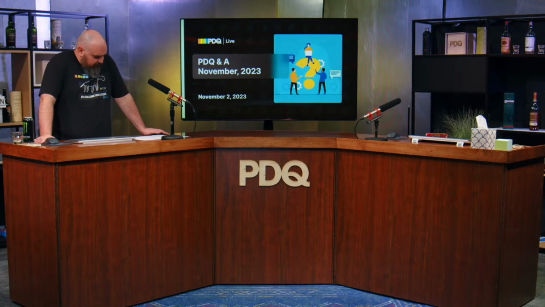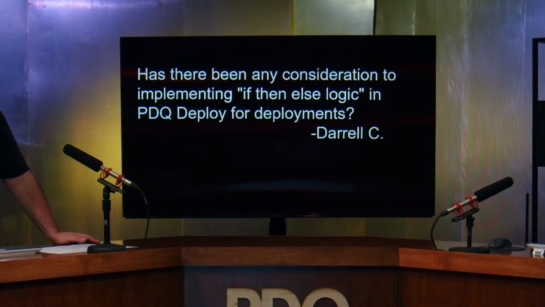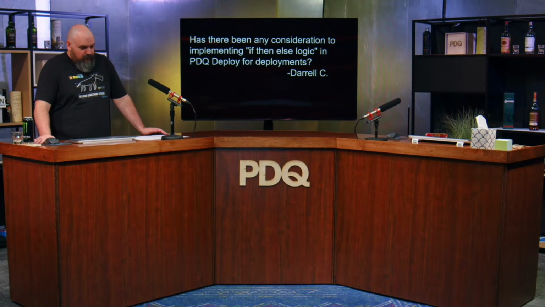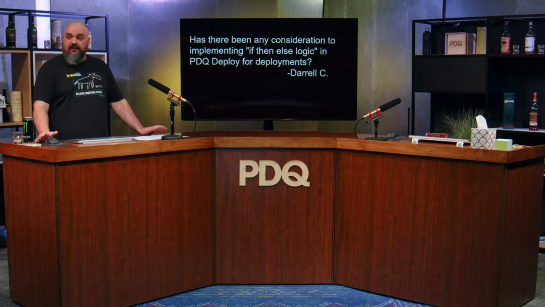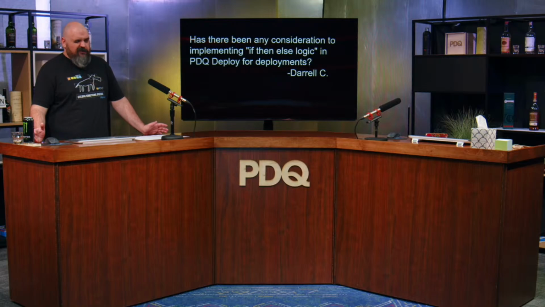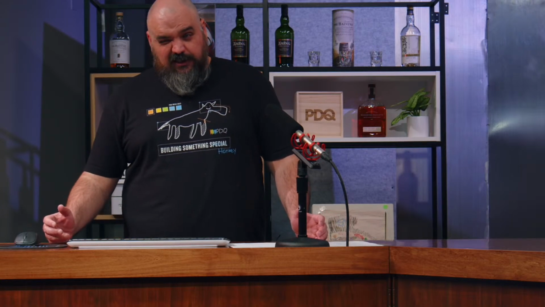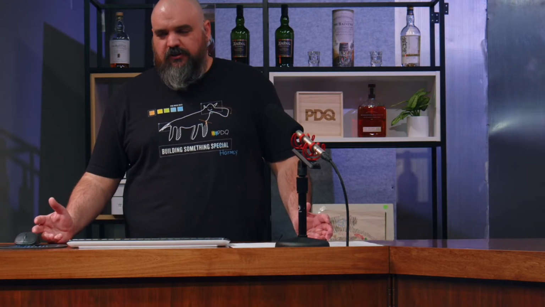All right, next question. Has there been any consideration to implementing if-then-else logic in PDQ Deploy for deployments? Sincerely, Daryl C. So on this one, not that I know of. The main reason is Deploy is not a smart product. It is a fantastic product. You tell it to do something, it does it efficiently and great, but it doesn't do logic so well. Inventory handles all of that. So if you're looking for if-else based on a step, it's not going to function great just because Deploy is not going to know what to do with it.